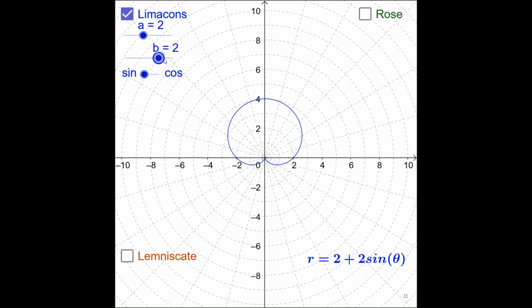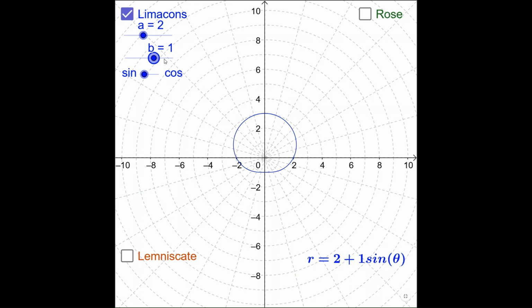So then what happens if the B value gets smaller, if the A is bigger? If we had, say, r equals 2 plus 1 sine of theta, or r equals 2 plus sine theta, it's now almost a circle, but the bottom of the graph is just kind of flat. We'll see that flatness exaggerated a little better, but we're going to refer to this as a dimple.